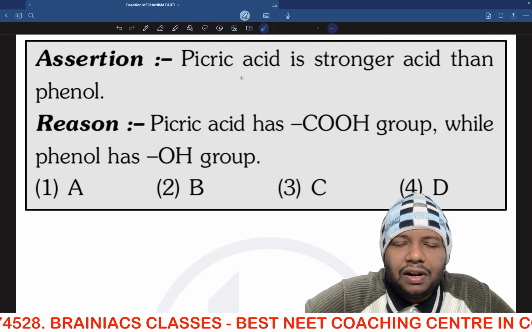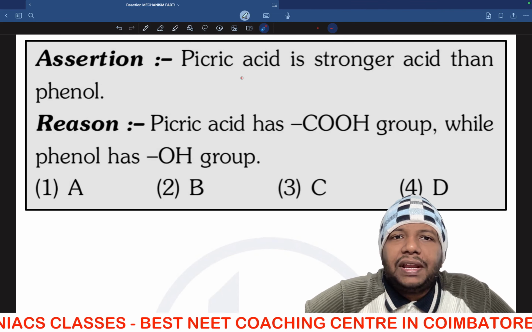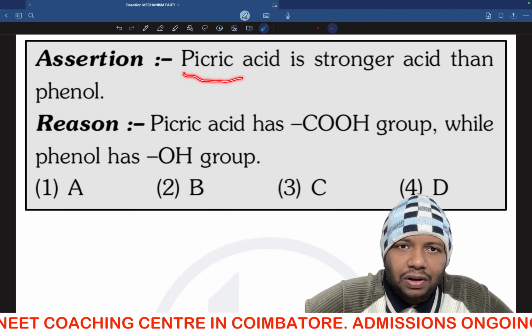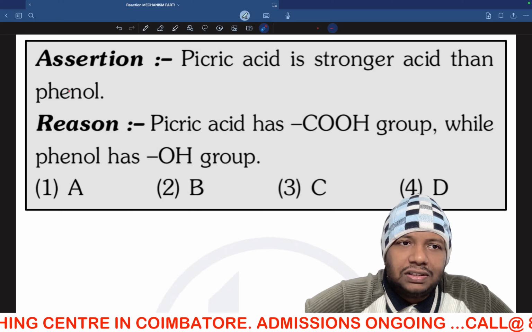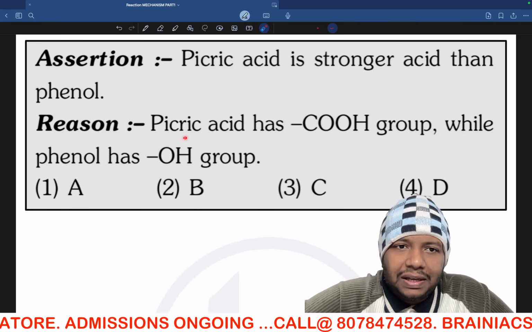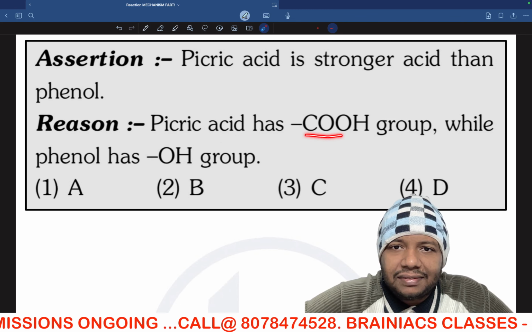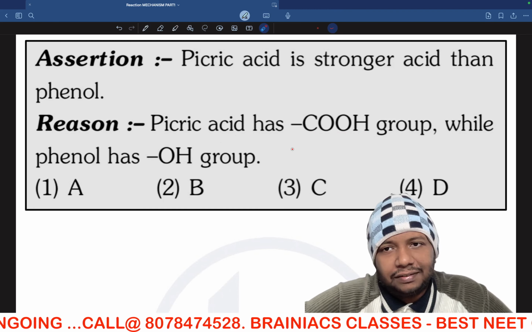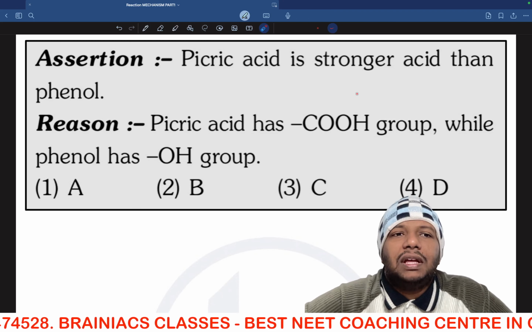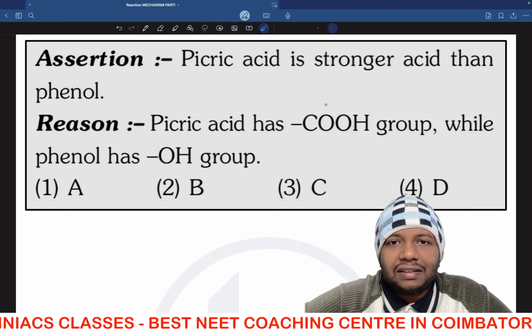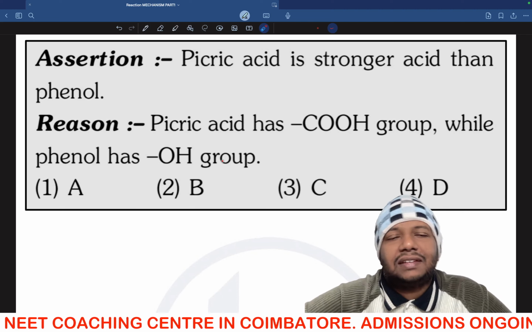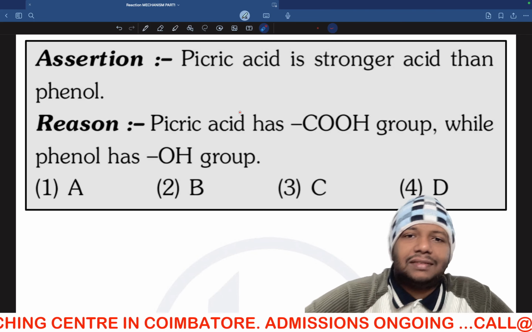So you are given an assertion: picric acid is stronger than phenol. We will see what picric acid is, and phenol also. Then they are telling the reason as: picric acid has a minus COOH group, that is the carboxylic acid group, while phenol has an OH group, that is the alcohol group. They are telling this is the reason. They are saying picric acid is having a carboxylic acid group, and because of that picric acid is a stronger acid than phenol. Now we need to analyze this question.